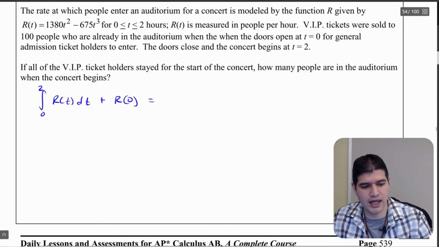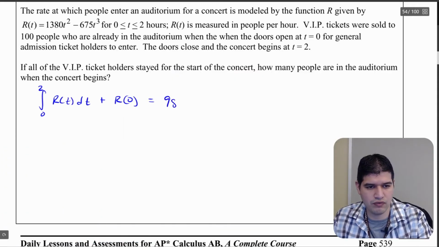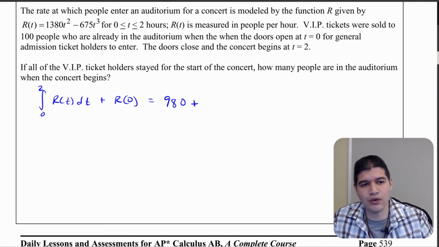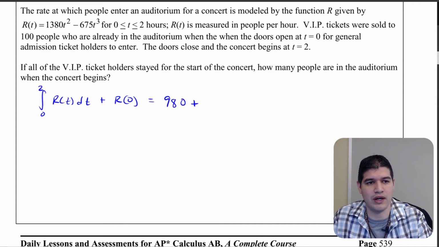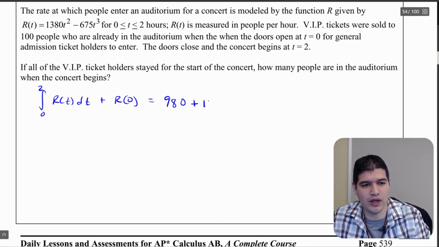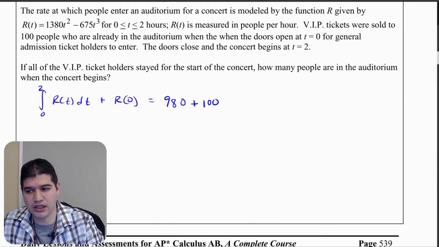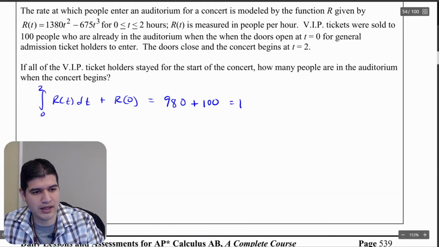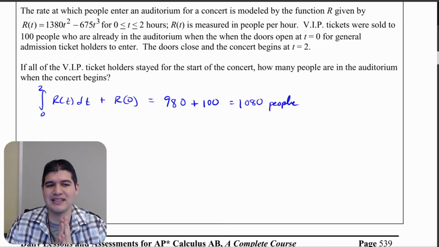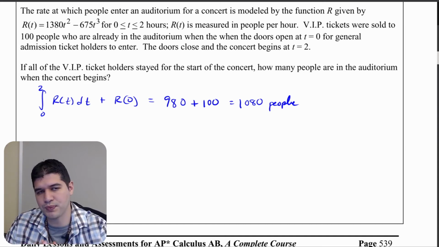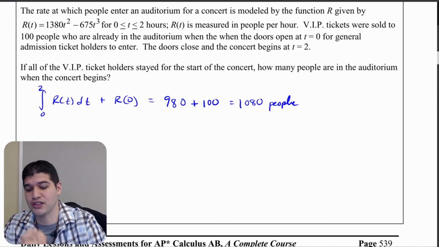So that's going to be 980 concert goers for that integral, and we still need to add in the number of VIP ticket holders that stayed around for the concert as well. So that's going to be another 100. So the number of people that are actually in this concert is going to be 1,080 people. One thing to note is that if we were getting any decimals on a part of this problem, you're going to want to cut off those decimals because you can't have parts of a person.